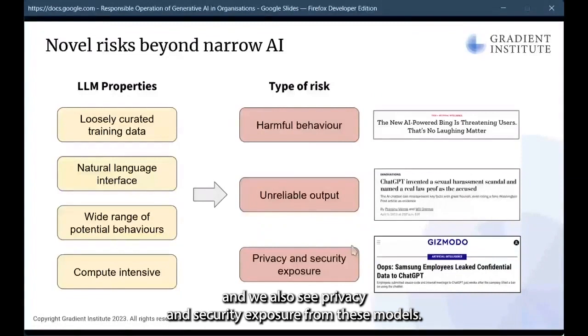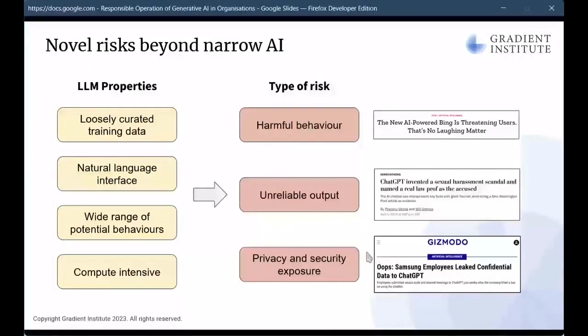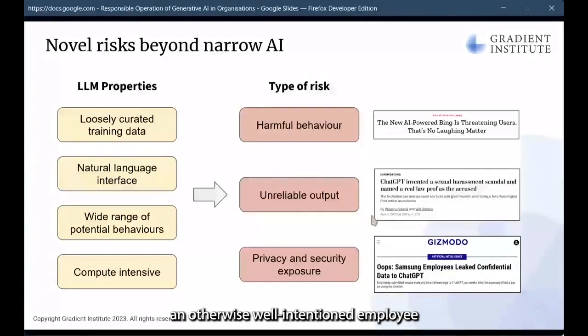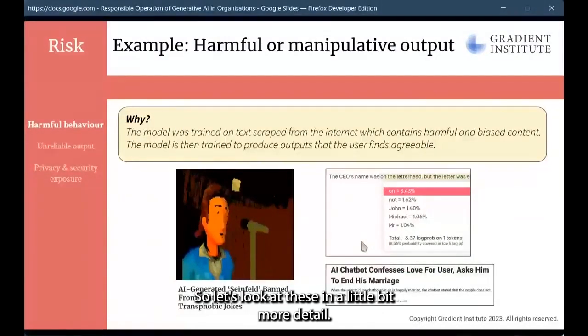And we also see privacy and security exposure from these models. Samsung employees famously leaked some really critical source code and hardware specifications for their systems to ChatGPT because an otherwise well-intentioned employee just wanted help with debugging their code. So let's look at these in a little bit more detail.